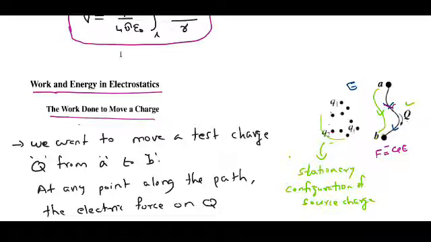Then if I consider the point A, that is this reference point, at infinity, I am bringing the charge from infinity to the point B. The point A is at infinity, which means it is far away from these charges, where the electric potential is 0. That is, the electric potential at infinity is 0, or we can say VA is equal to 0.